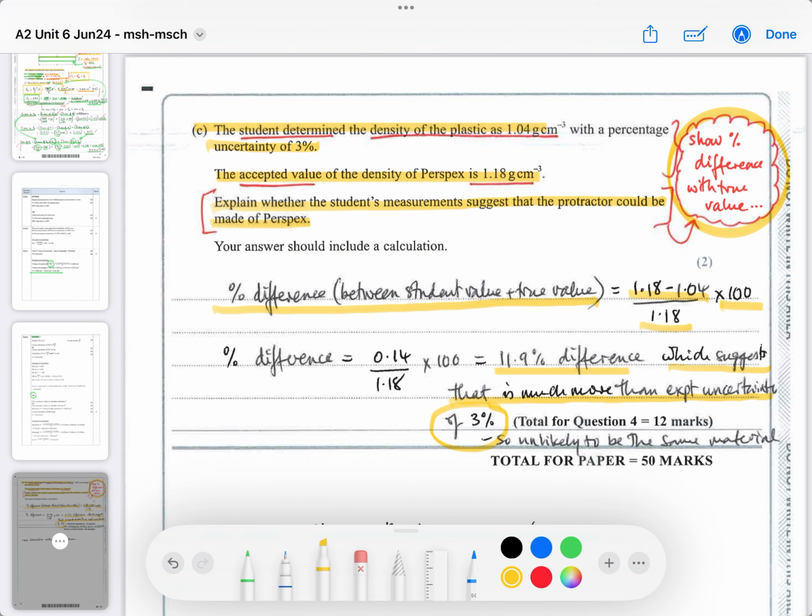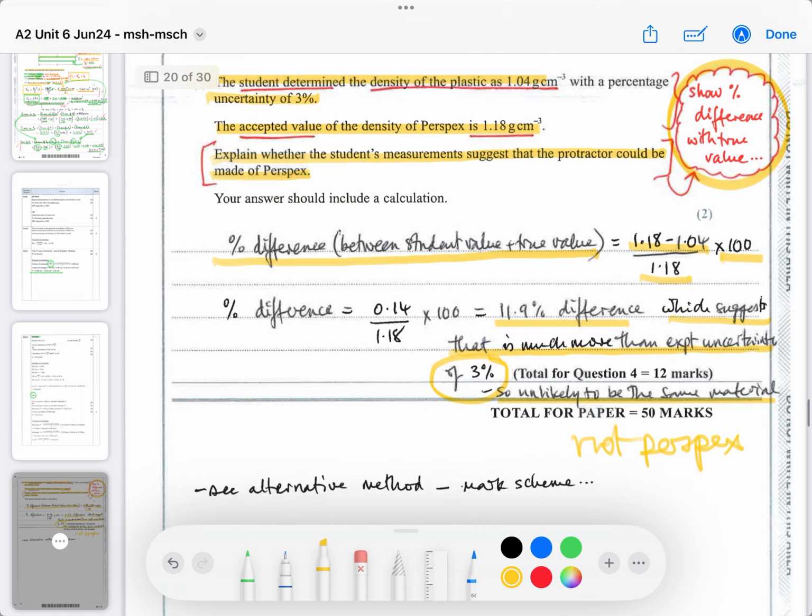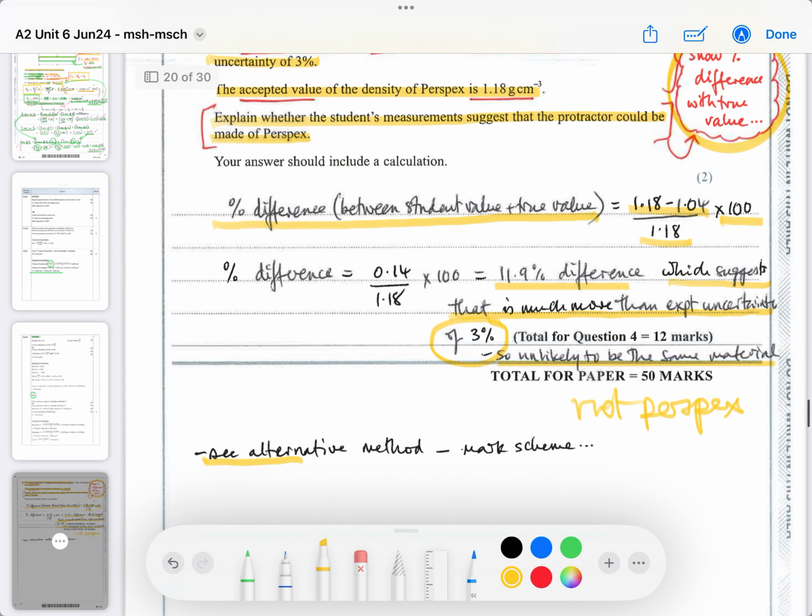So it's based on the data provided. This data is unlikely to support the fact that it's made from the same material. It's not perspex. Or you could conclude that the percentage uncertainty is underestimated. Okay. Now there's an alternative method in the mark scheme. You don't have to do it this way. I think this is the best way of doing it.